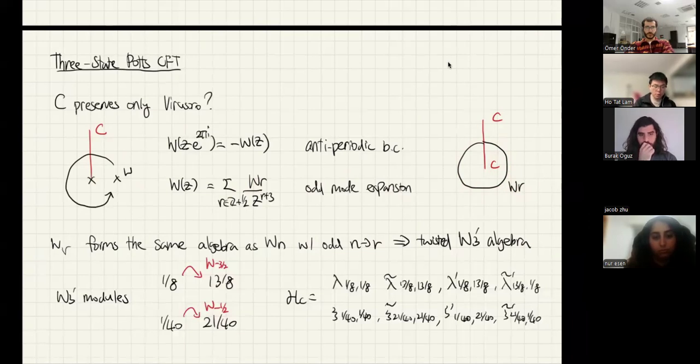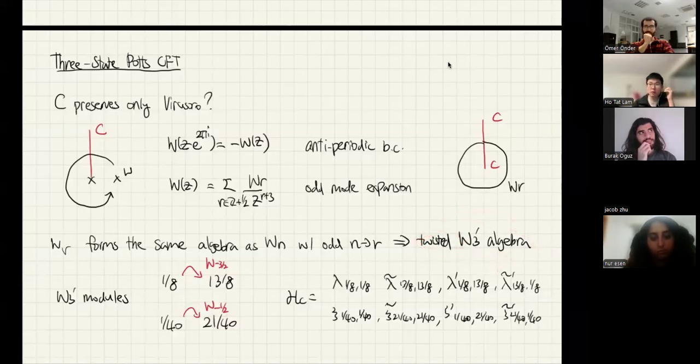And it turns out that the W_r operators actually form the same algebra as W_n. So they essentially take the same form, except that all of the n has to be shifted to r. All of the n has to take half integer values. And so we call these things W3 prime algebras. This is essentially a twist of the W3 algebra. So it's a twisted W3 prime algebra.